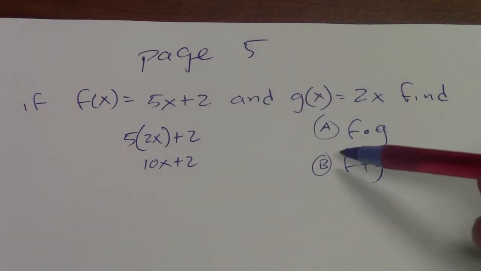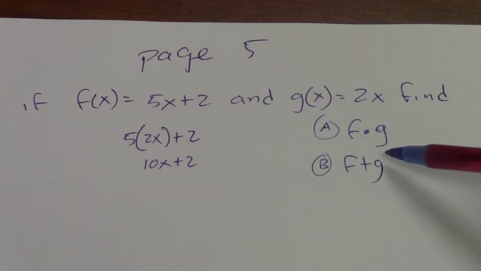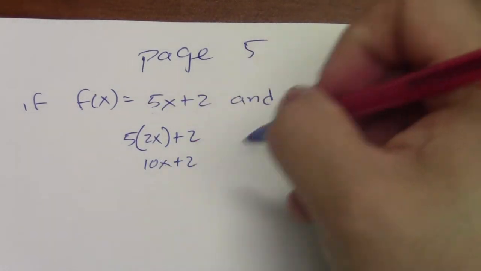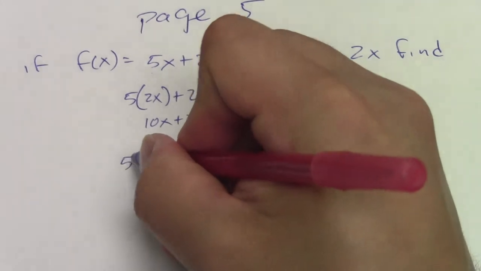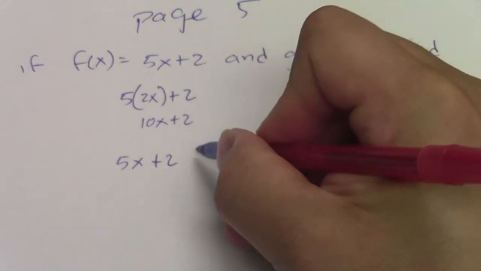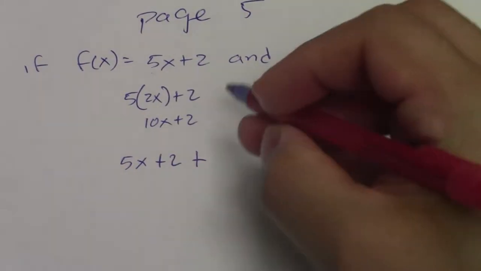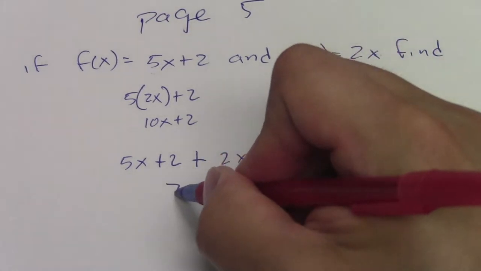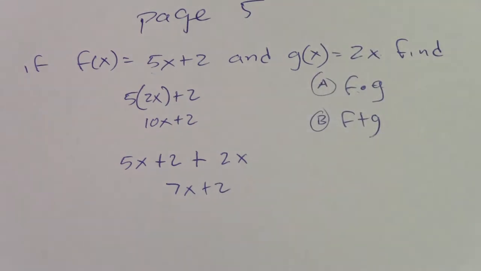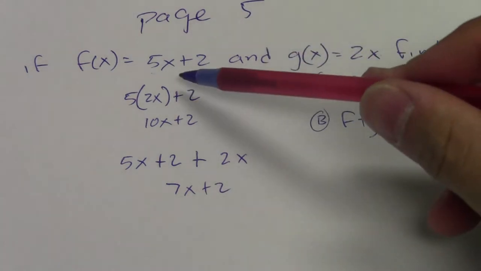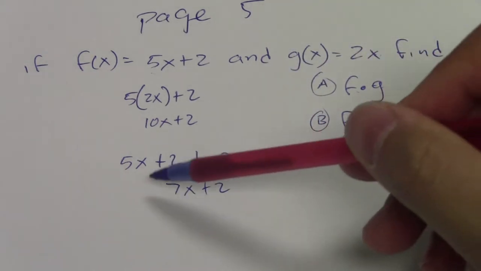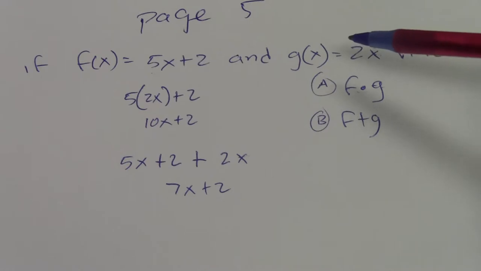That's the first one. Second one, f plus g. All right, so here's my example. All I'm going to do is 5x plus 2 plus g, 2x. So I'm left with 7x plus 2. All right, so that's all you're doing on these problems. Just find the x and plug it in. If it's adding or subtracting, you just kind of follow this route right here, and that's it.